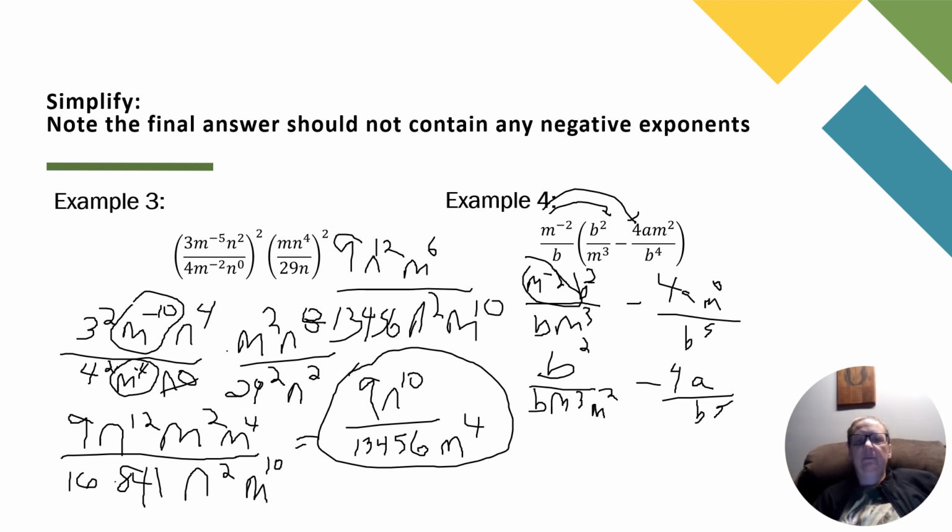So now I just have to simplify this. B squared divided by b is just b in the numerator. And in the denominator, now the b's are taken care of. I have m to the 3rd times m to the squared, which is m to the 5th because you add the exponents. And then I just copy the rest.